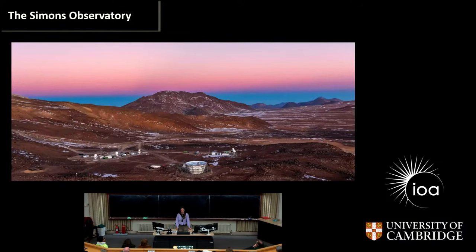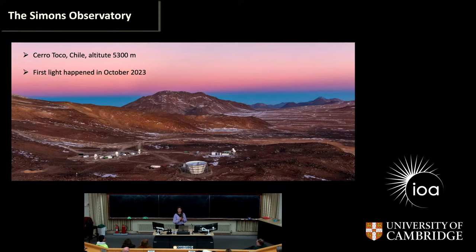So here's an example of one of the instruments that we will be using and the one that I am working on during my PhD. This is the very beautiful site of Cerro Toco in Chile, where the Simons Observatory is currently in the late stages of construction. It's, of course, very high in altitude, very pure atmosphere, not a lot of fluctuations in the air. So that's the advantage of being so high. And the first light actually already happened. One of the instruments has already been operational since last October. The other ones are still being built, but it is imminent that science observations will start.